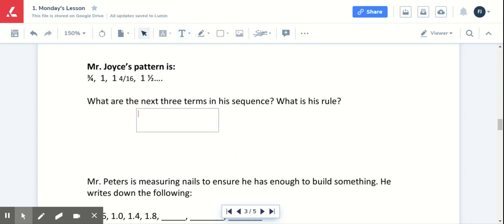Knowing that information, what are our next three terms in the sequence going to be? Mr. Joyce's rule is to add 1/4.